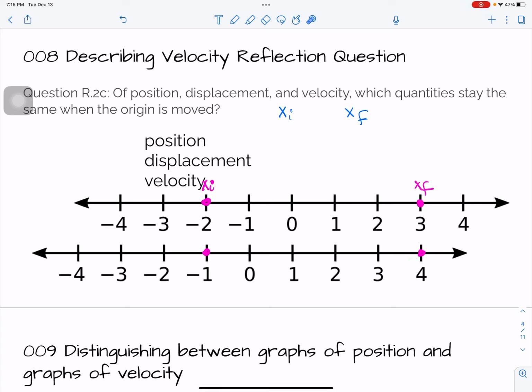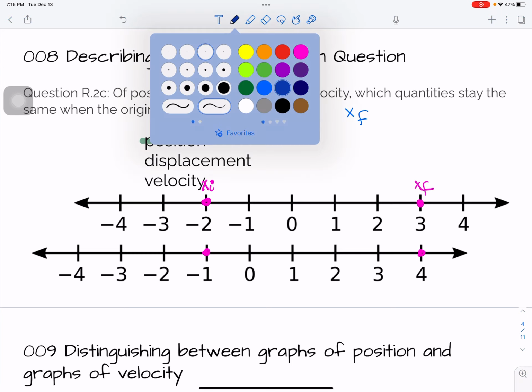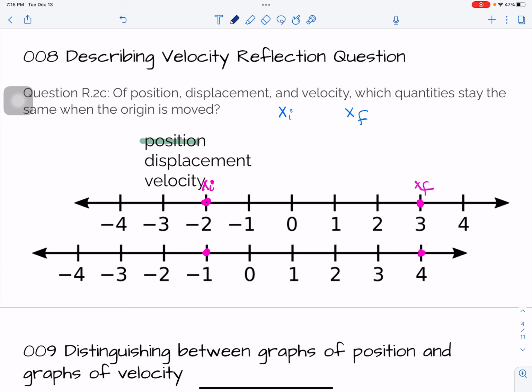So the choice of where I put the number line makes a difference on position. So we're going to cross that one out. Okay, now let's look at displacement. On the top number line, I know my displacement is equal to x final minus x initial. So this is going to be 3, because this is x final on the top, minus x initial, which is -2, and so that's going to give me a displacement of 5.